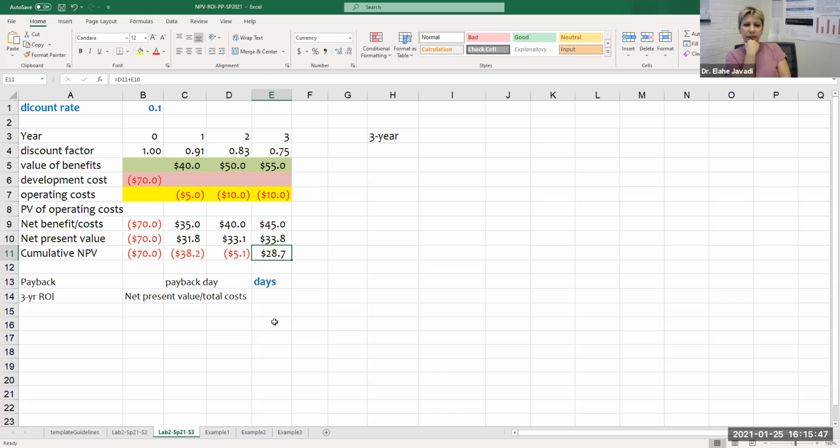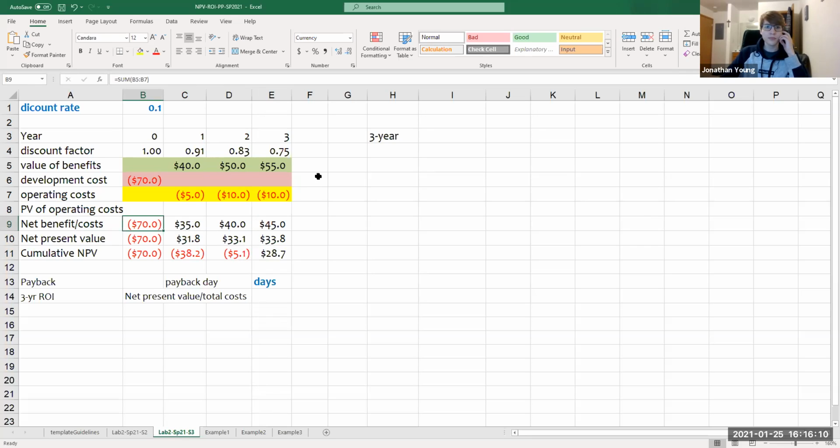What is net benefit and cost? What does that calculation involve? Net benefit cost, row number 9. All right, net benefit and cost, that was a sum of all the different factors in a single year: value of benefits, development costs, operating costs together, summed up. Perfect, thank you. That's great.